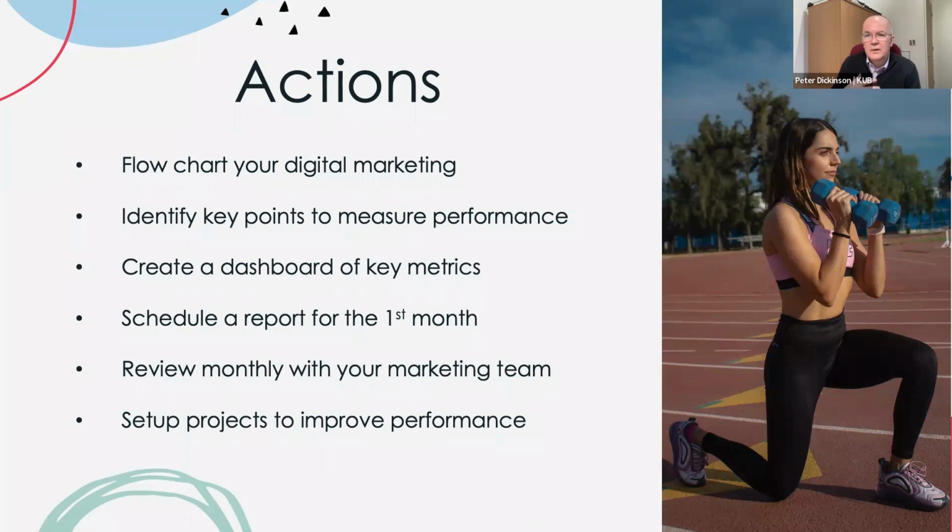Within half an hour, I've got a good understanding of what the priorities are for the month in terms of improving the performance. Then you can sit down and do what we call a retrospective with your team and say, right, okay, this has worked, this has not worked, etc. And then the key bit is to set up projects to improve performance.